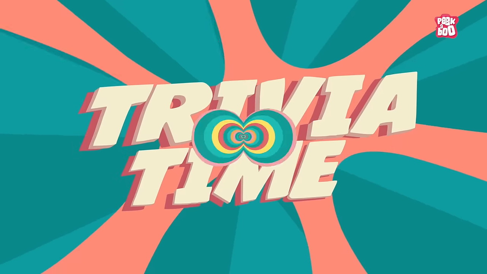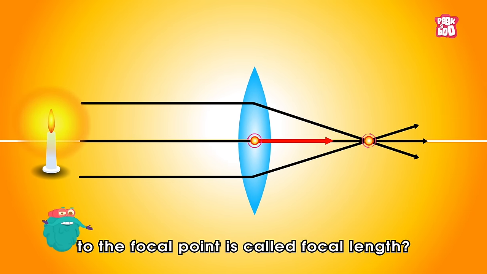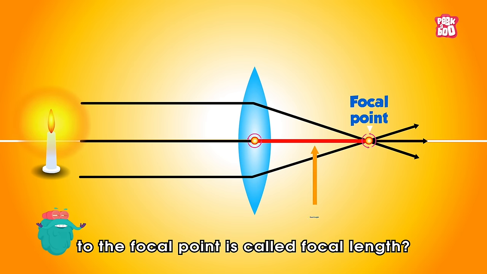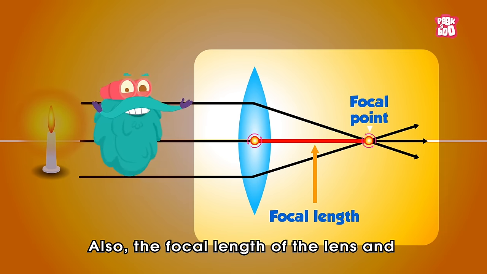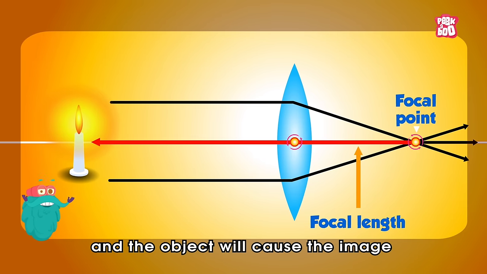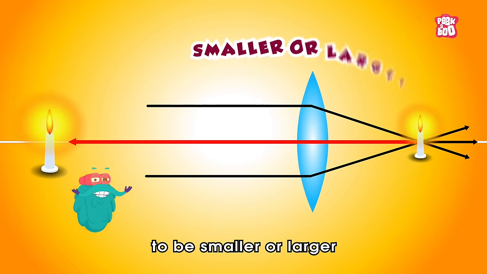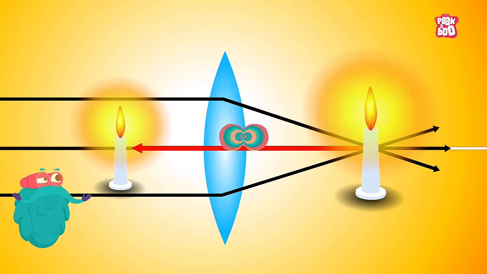Trivia time! Did you know the distance from the center of the lens to the focal point is called focal length? Also, the focal length of the lens and the distance between the lens and the object will cause the image to be smaller or larger than the original object.